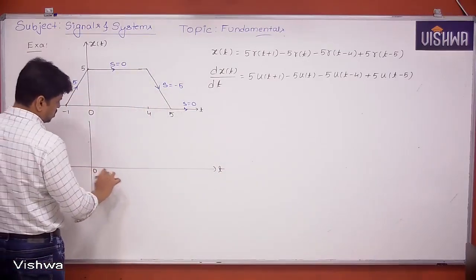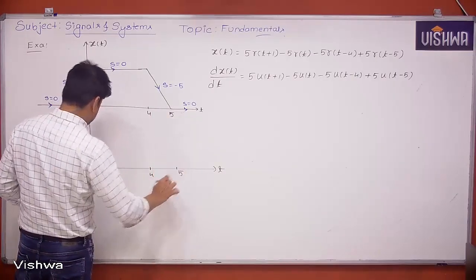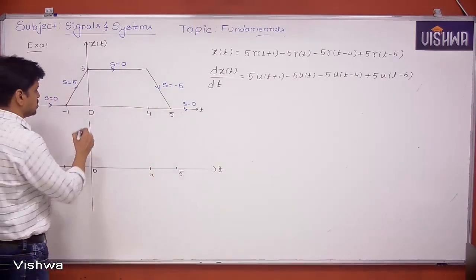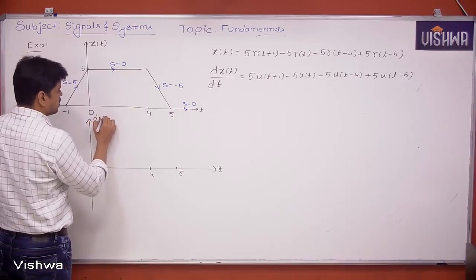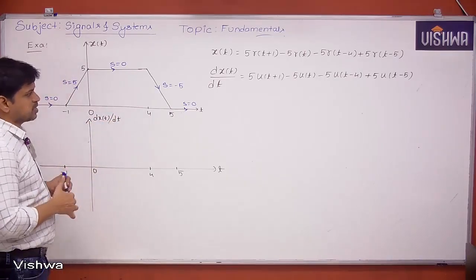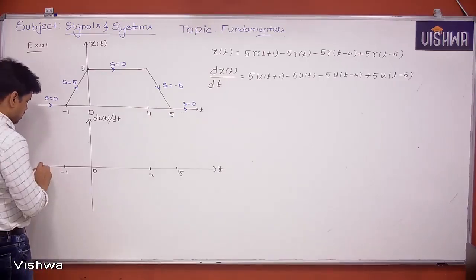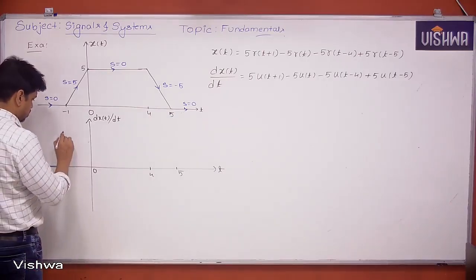Minus 1, 0, 4, 5. Okay, this is dx of t by dt. The waveform for dx of t by dt: 5 u of t plus 1. That means there is a jump of 5 units.